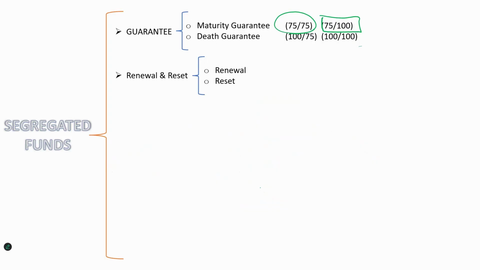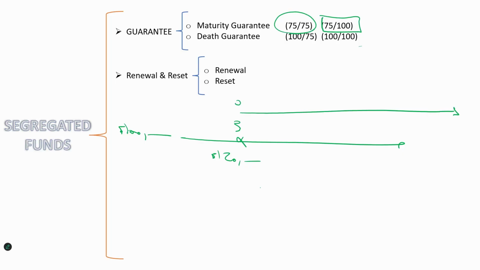Reset means that you are going to start the contract all over again in the middle of the contract. So what does that mean? I go with $100,000. It's a 10-year contract, right? But in year three, I see the market value is $120,000. I decide to reset it. So even though it was the third year, I'm going to reset and it's going to be year zero. Why do I do this? Because I could change the guarantee to $120,000. Let's say I was doing a 100-100 guarantee. At the beginning, obviously 100% of $100,000 was my guarantee. Now it's going to be 100% of $120,000.